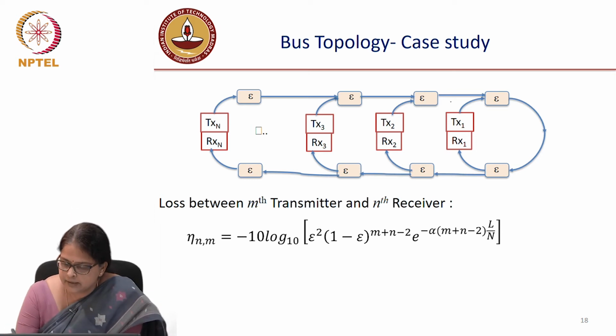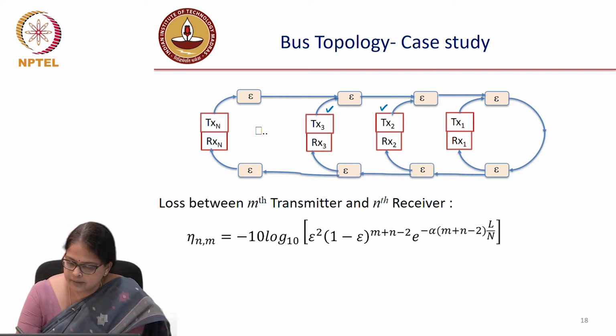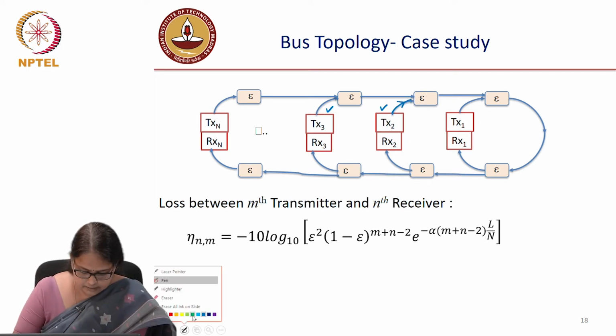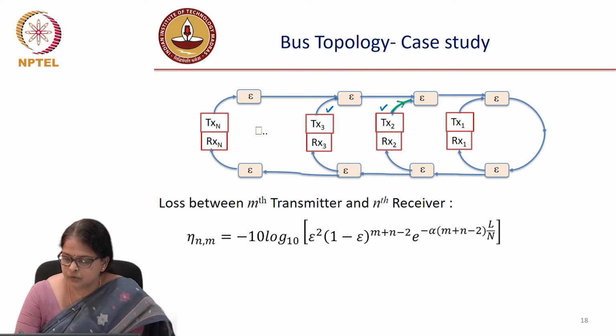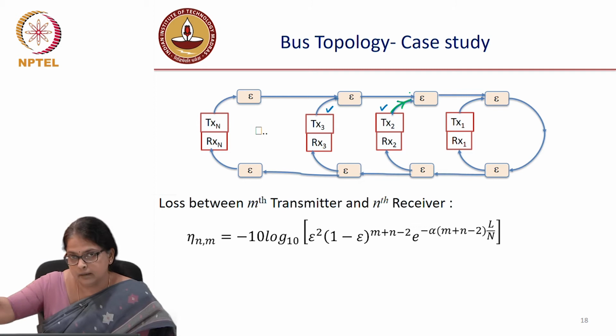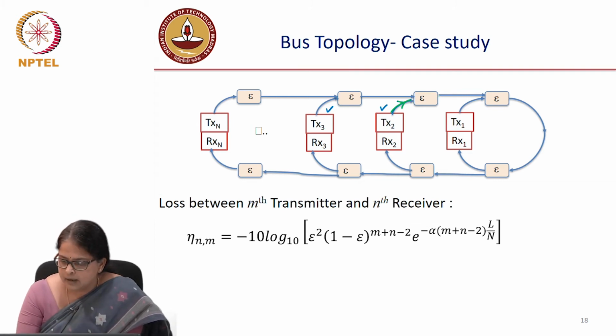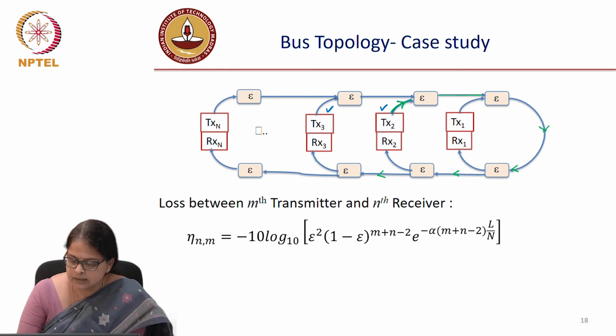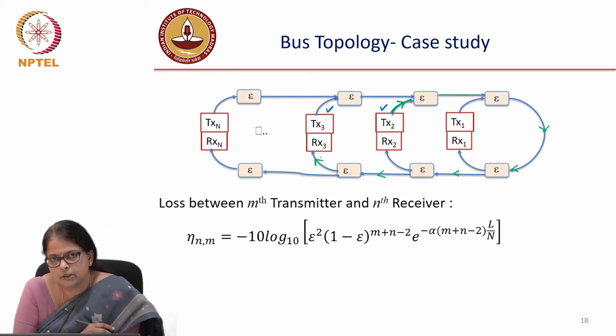For instance, let's say we are trying to communicate between transmitter 2 and transmitter 3, right? So light from transmitter 2 is entering the main cable, the central cable. It passes through this. The objective is to connect to transmitter 3. So it passes through this coupler, it passes through this, it passes through this, doesn't get dropped, passes through this, and ultimately reaches your transmitter 3.